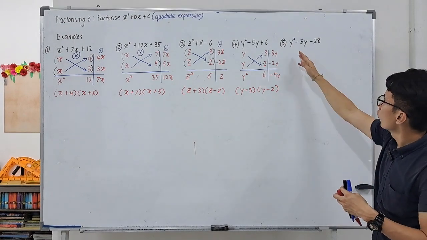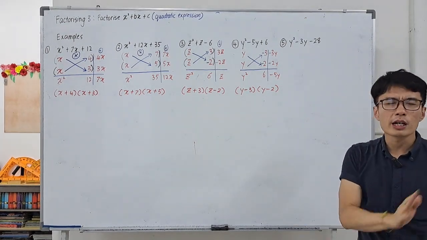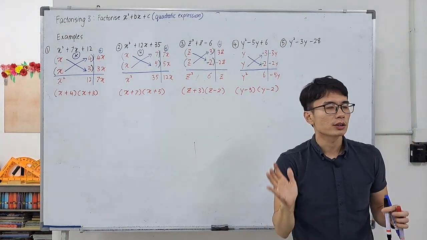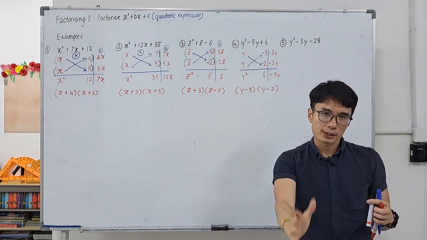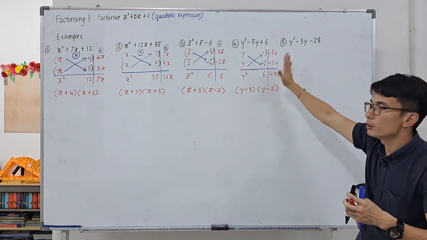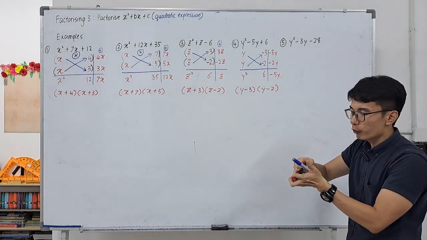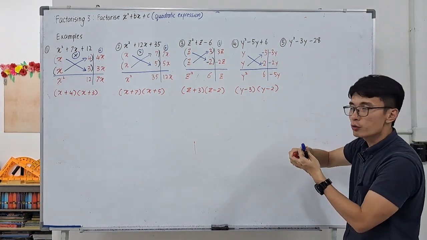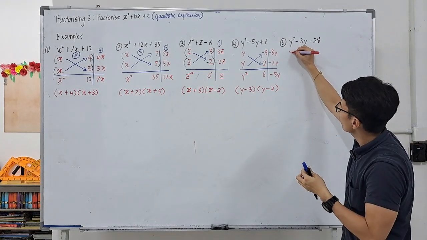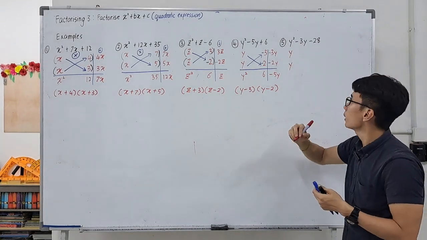Okay? Last question over here. Whoa, more negatives. Don't worry. Ignore all the negative signs, because the negative will reveal itself when we do this method. So don't worry about that. What pair of alphabets will multiply together to give you y squared? There's only one option, so y times y, right?